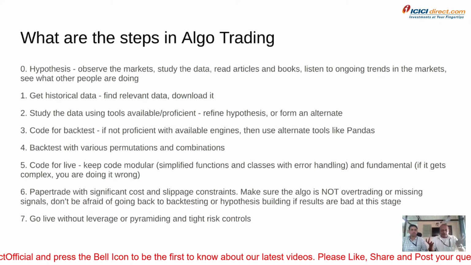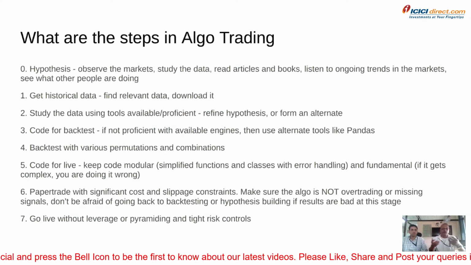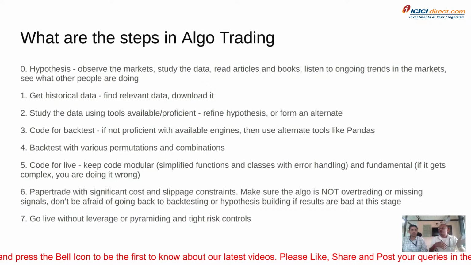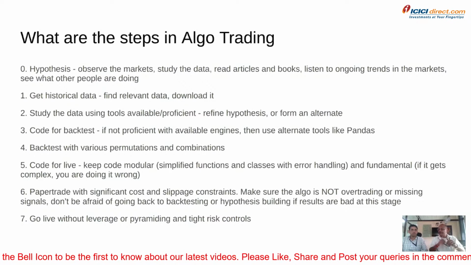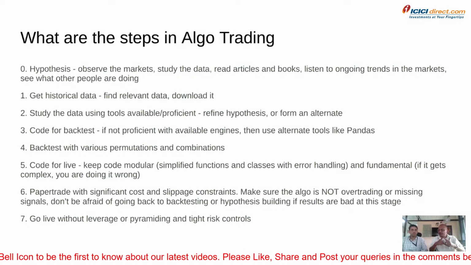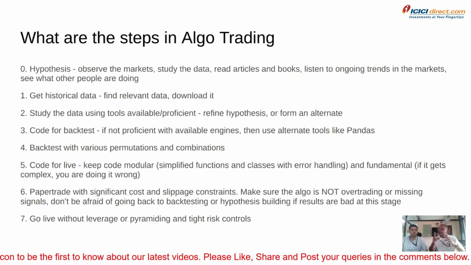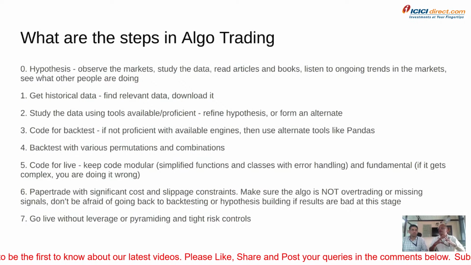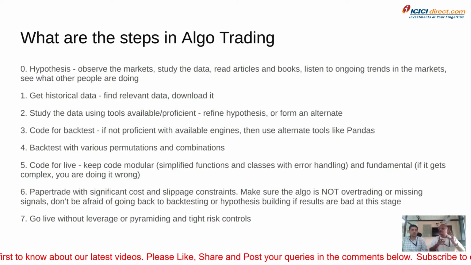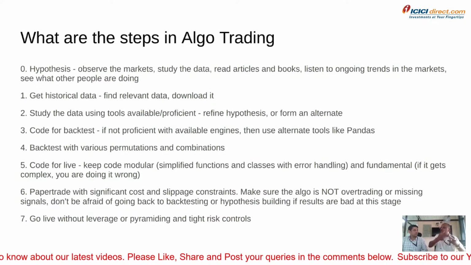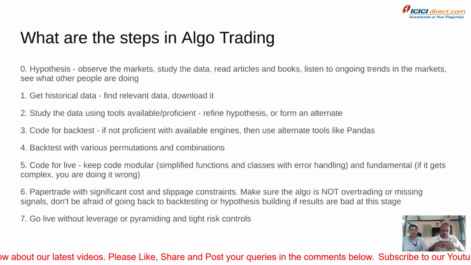Now, if you Google for steps in algo trading, you will usually find about 4 to 5 steps. They usually start with getting data. Then they say you analyze the data. Then you code for backtest. Then code for live, then refine the live, and then come back to hypothesis testing. So it's like that loop.